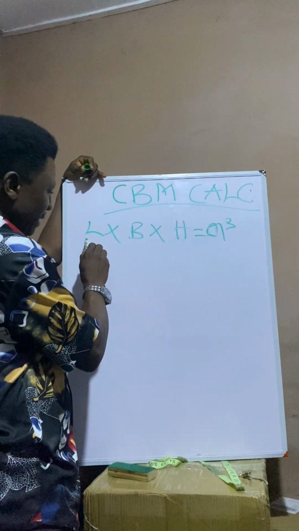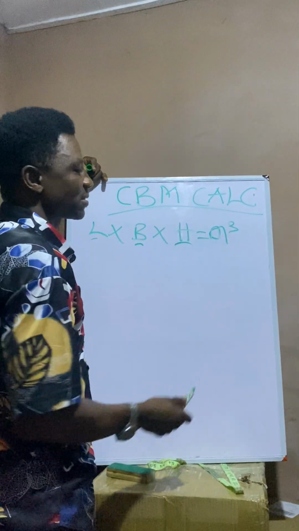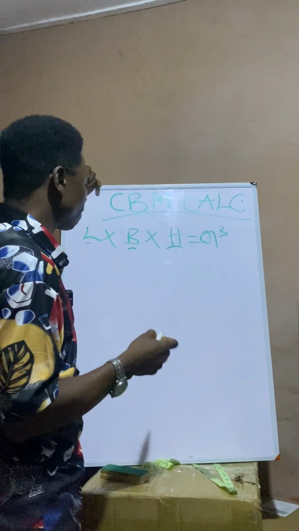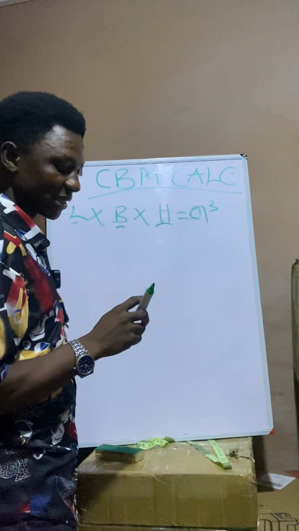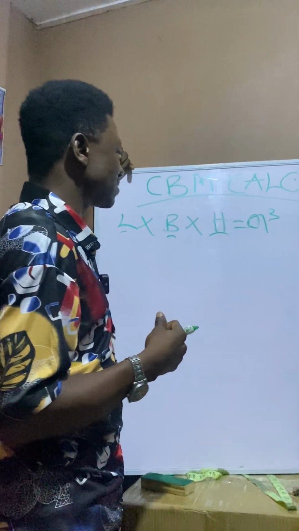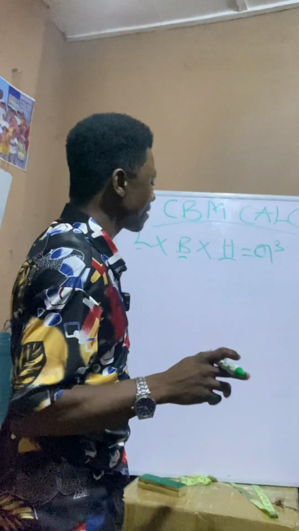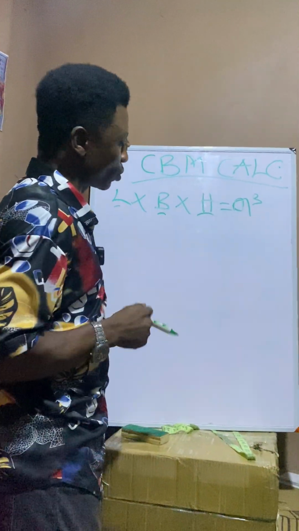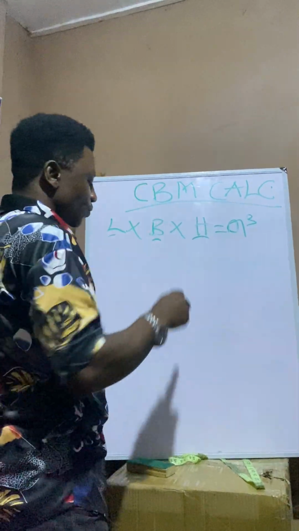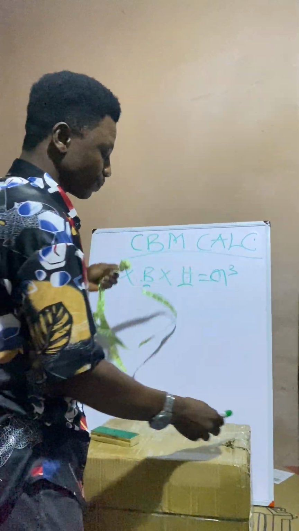You have to measure the length and write it down, then measure the breadth, then the height, and multiply all together. There are a lot of ways to measure this: in centimeters, in meters, or in millimeters. Any of these ways will get your CBM correct. Let me demonstrate with one of the packages that I got.